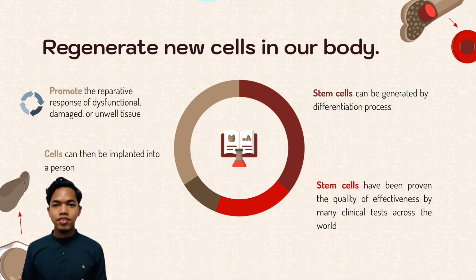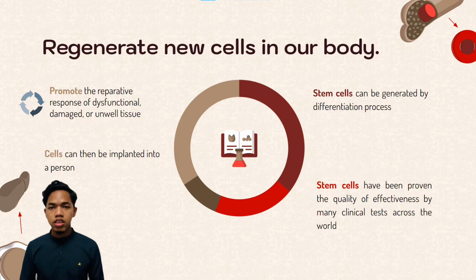Generally, stem cells are the new regenerative type in the modern era of medicine that can regenerate new cells in our body. Stem cells or their derivatives are used in stem cell treatment or regenerative medicine to promote the reparative response of dysfunctional, damaged, or unwell tissue. These cells are grown by researchers in a lab, where they are then modified to specialize in particular cell type, such as nerve, blood, or muscle cells.